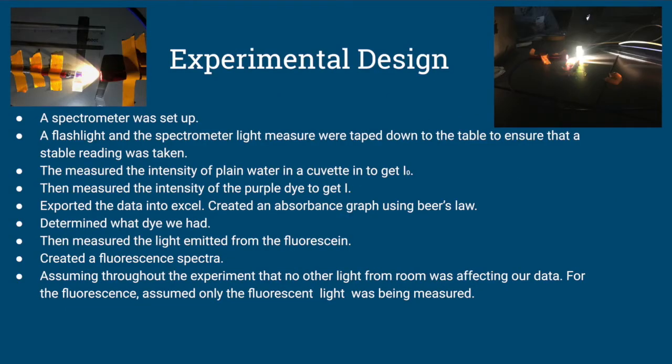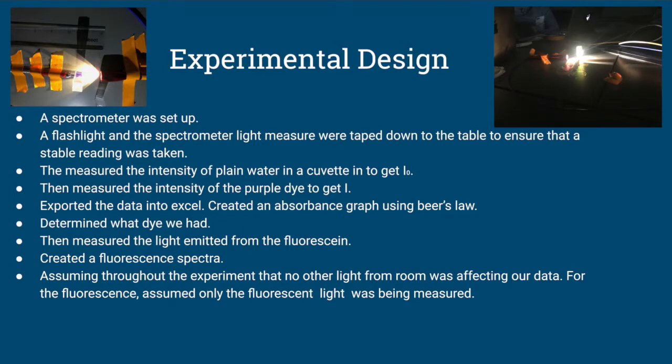In order to test our hypothesis, a spectrometer was set up where we taped a spectrometer light measure and a flashlight down to the table to ensure that a stable reading was taken. This can be seen in the top left corner. Then we measured the intensity of plain water in a cuvette to get the I naught value in Beer's law equation. Then we measured the intensity of the purple dye to get the I in Beer's law. From there, the data was exported into Excel and we created an absorbance graph using Beer's law. From there, we determined what dye we have.